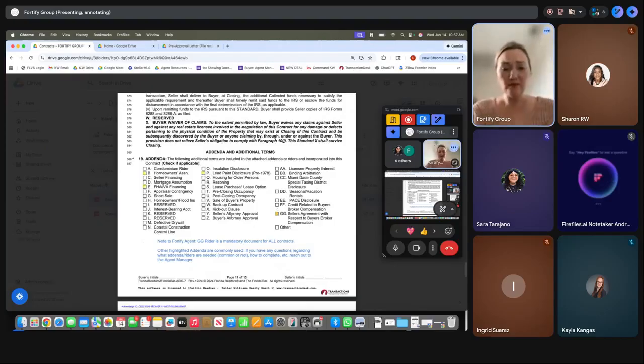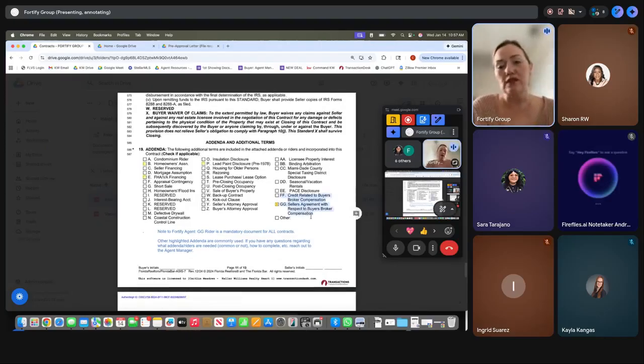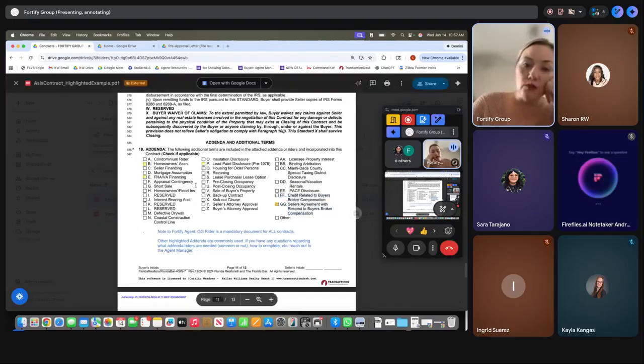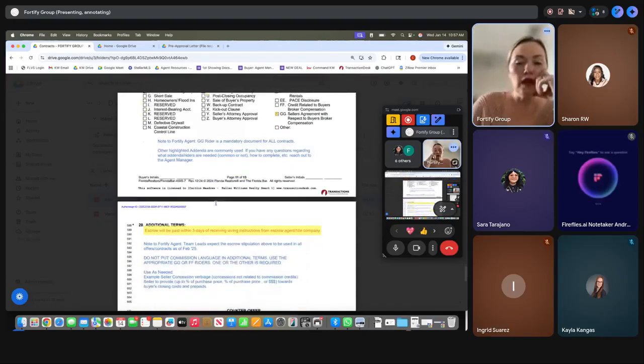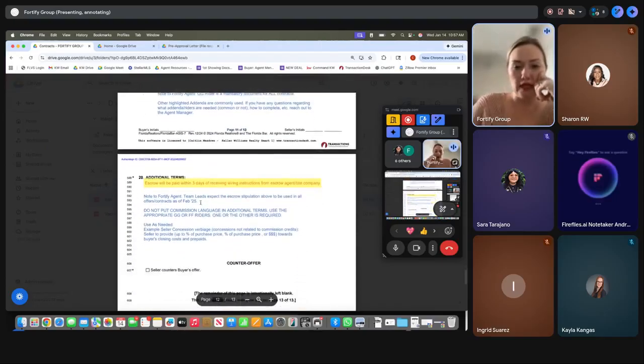So we will discuss more in depth about that when we go over buyer broker agreements, because those conversations go hand in hand. But just when you think of section 19, keep in mind that if there's additional documents that have to be a part of the contract, if it's not checked here, it doesn't count. And then an additional 20 is where we put anything extra.